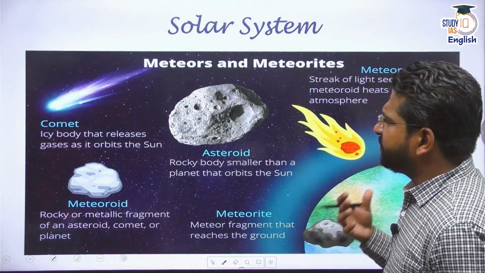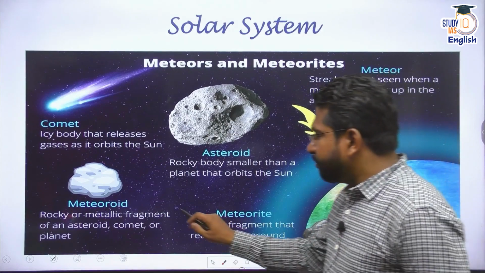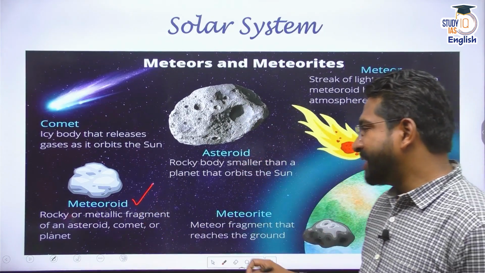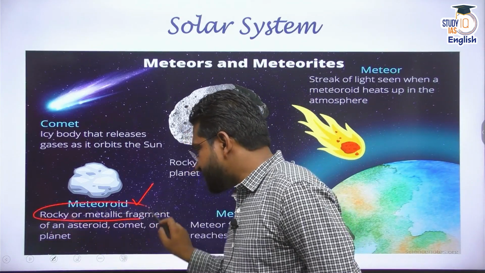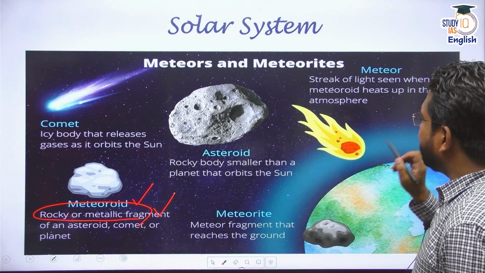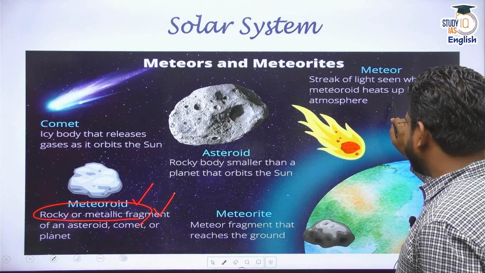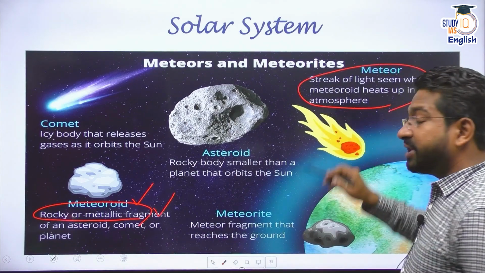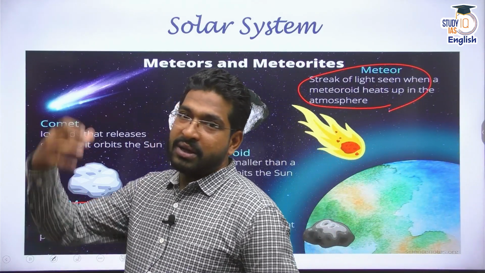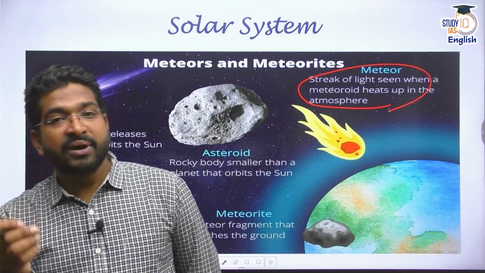Apart from this, we also have some other bodies called meteoroids. Meteoroids are much smaller than asteroids. Meteoroids are rocky metallic fragments, and if this meteoroid enters the Earth atmosphere, it becomes a meteor. And many a times you must have seen a meteor shower, right? Every year there is a meteor shower at one particular period.